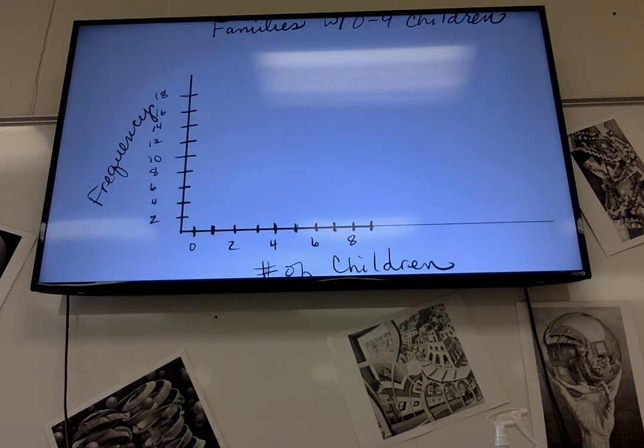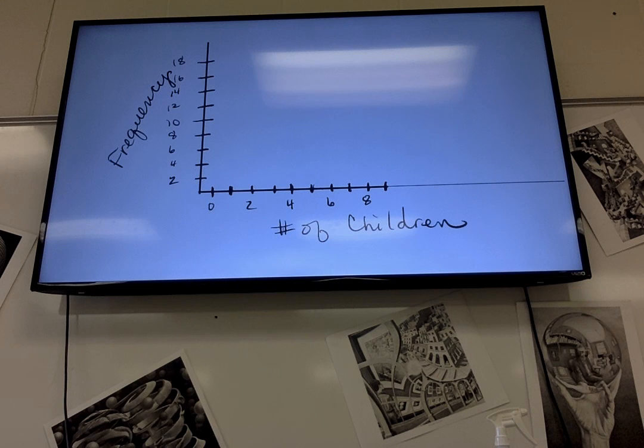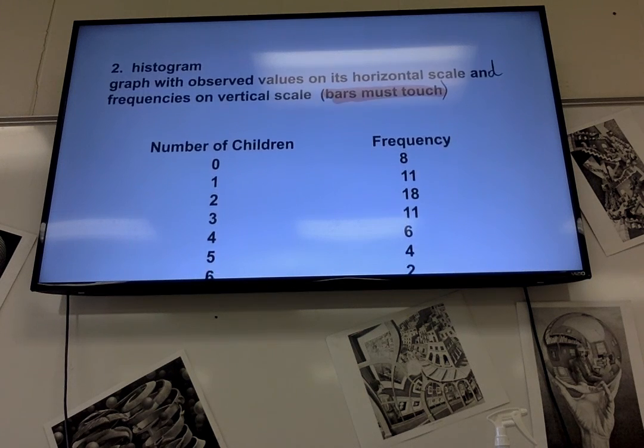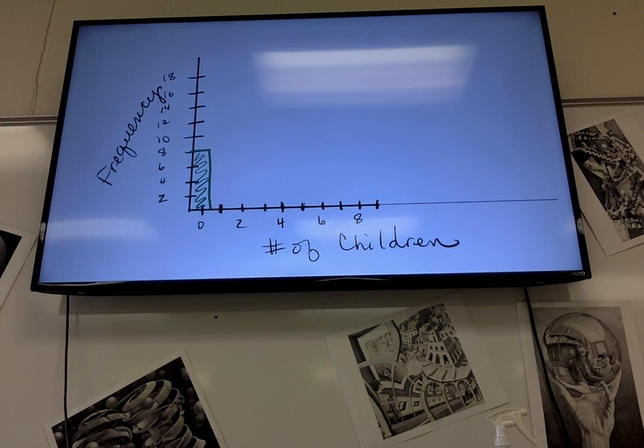And you didn't have to fill in all the numbers on the left-hand side. I just figured I had enough room to fill all those in. They were spaced far enough apart. All right. So 8 families had 0 children. And there's my bar. Let's see, 1 had 11, and 2 had 18.